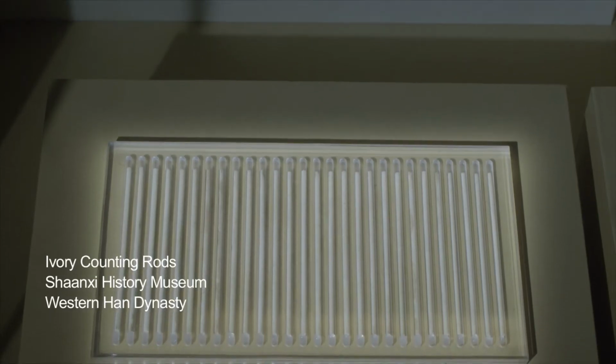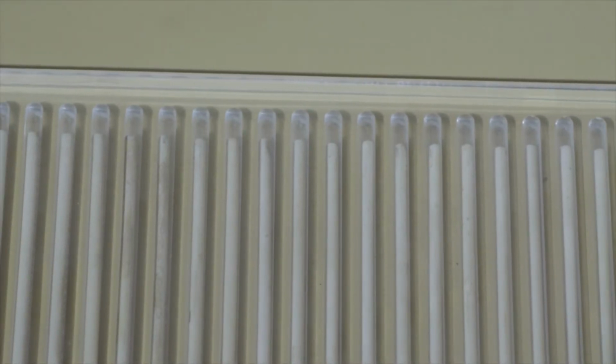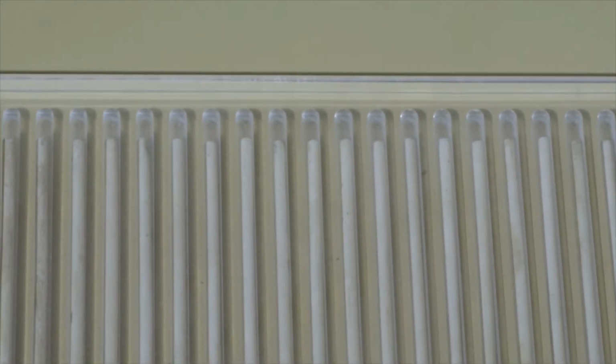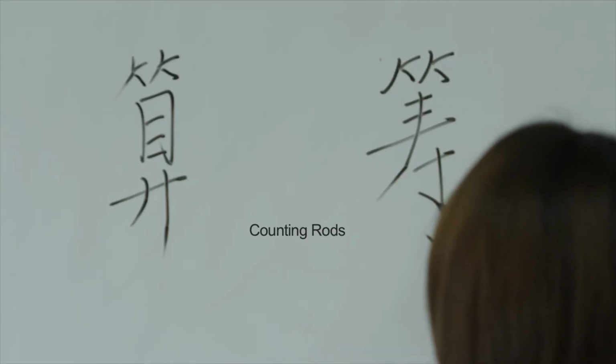This set of ivory counting rods was unearthed in the number one Han tomb of the Yosheng Palace in Shanxi's Xinyang County. It has 28 rods, each of which is 0.4 centimeters in diameter and 13.5 centimeters in length. They're all equal in size and length.